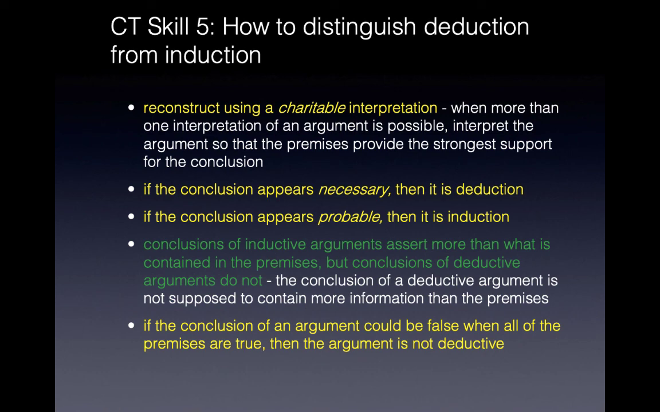This is how we're able to talk about the future based on the past. This is how we're able to summarize. This is how we're able to generalize. Of course, our generalizations aren't necessarily true. Of course, generalizations are always simplistic, and yet we need them, we use them. If the conclusion of an argument could be false when all of the premises are true, then the argument is not deductive.